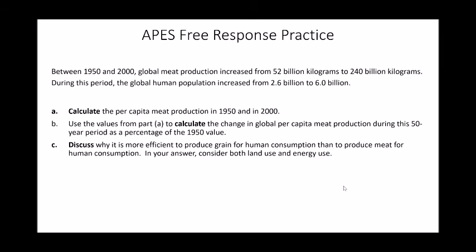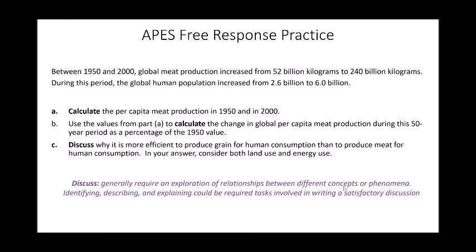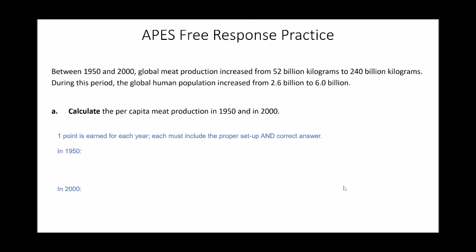So before we start with the calculations, let's review what this discuss task verb really means. When College Board asks you to discuss something, they want you to go in depth about some relationship between the different concepts they're asking you about. So in this question, we have to consider the efficiency of grain production for human consumption versus meat, and also think about it in terms of land use and energy use. So this is going to be a much more lengthy discussion than something you would do for identifying or describing. All right, let's start with part A.